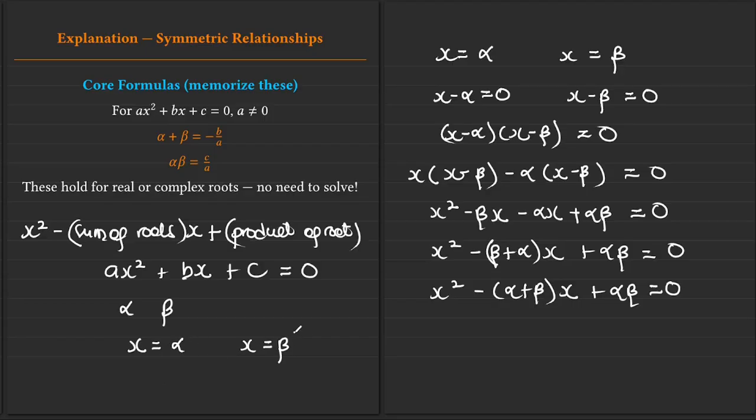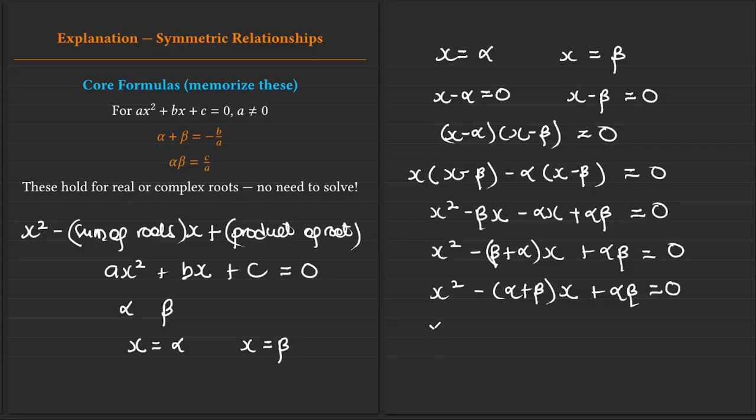Alpha, and then x equals beta. These are the roots of the equation. So what we've done over here, these are the sum of the roots, and this is the product of the roots. So indirectly, we have written our equation in terms of the roots.